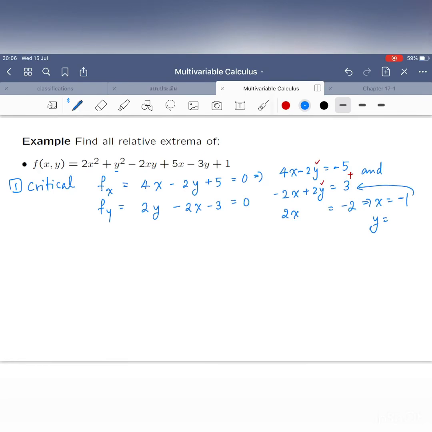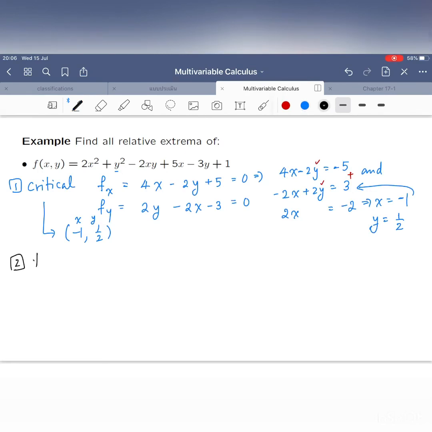1/2, because it is 3 minus 2 over 2, right? So it is 1/2. So it means that your critical point is only a single point, which is negative 1 and 1/2. So be careful. This is your x, this is your y. Sometimes if you get your y first, don't switch it, okay? You need to keep it in order.